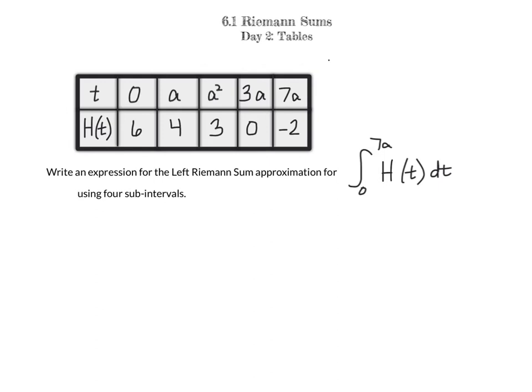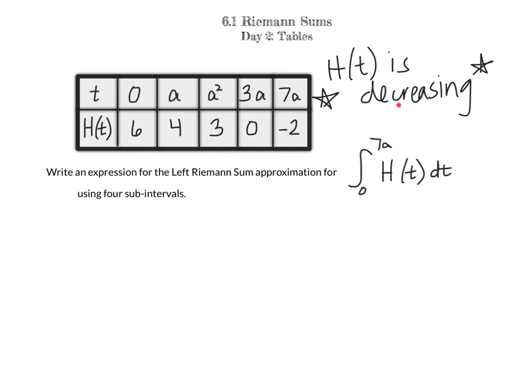I should have included that h of t is decreasing. That's a point I wanted to make, and I just forgot to write it in there. So let's include that h of t is decreasing. We can sort of see that with the y values here, but we want to make sure that it's totally decreasing everywhere and not just at these random 5 values that we've picked. Okay, let's write our left Riemann sum.